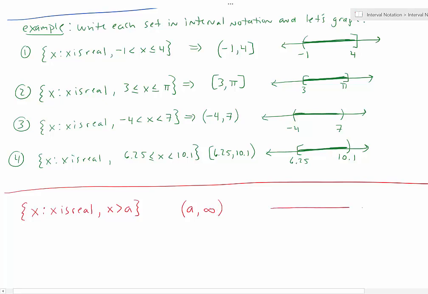So as a graph, we would draw something like, well, here's a, we don't include it, and then it just goes this way forever. You could put a little arrow in your graph to denote that we just keep on going.